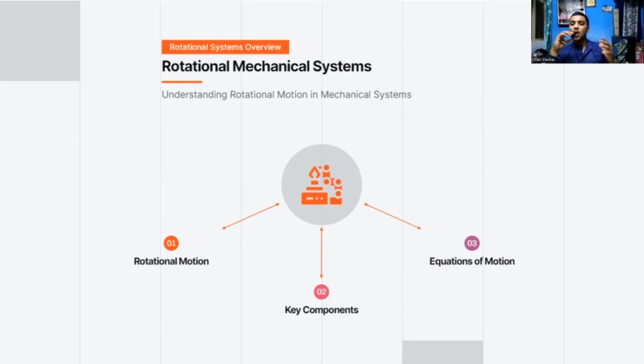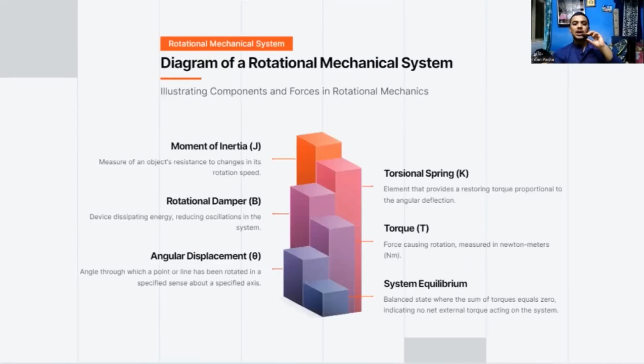Now let's try to understand how a rotational mechanical system works. First the rotational motion, then the key components and the equations of motion. The diagram here just depicts a bar graph; it is nothing related to the actual rotational mechanical system diagram. There is a block diagram which I'll be portraying in the last slides.